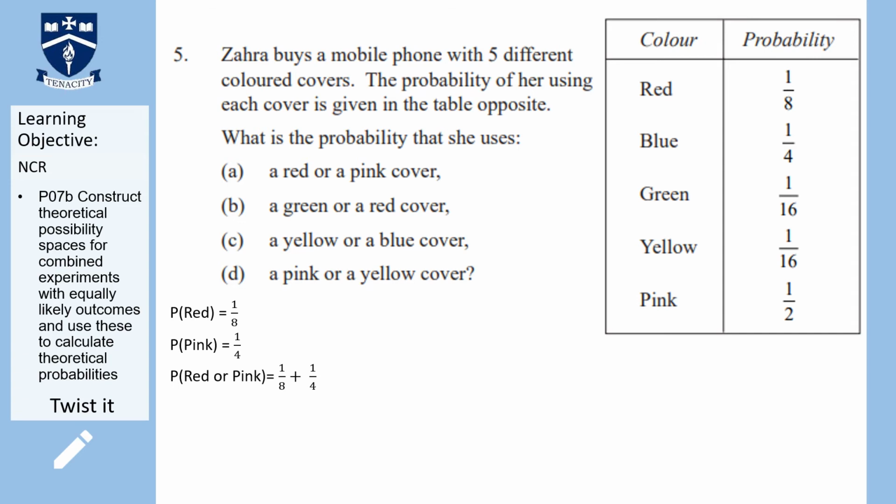Now what I'm going to do is I'm going to double 1 over 4 and turn it into 2 out of 8. Okay, now I've got my common denominators. Now I can add my fractions together. So my red or pink probability is 3 out of 8. Pause the video now and attempt parts B, C and D. Press play when you're ready to proceed. Here are the answers for B, C and D. Press pause, mark your work and press play when you're ready to proceed.